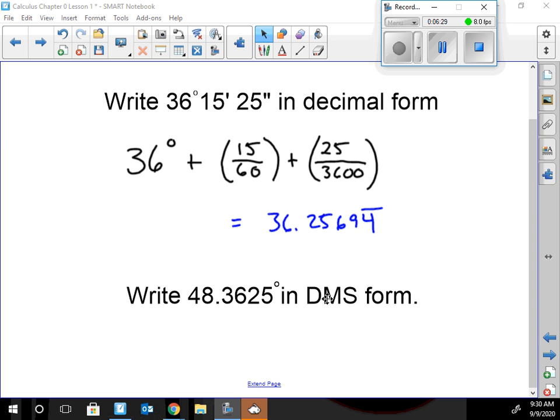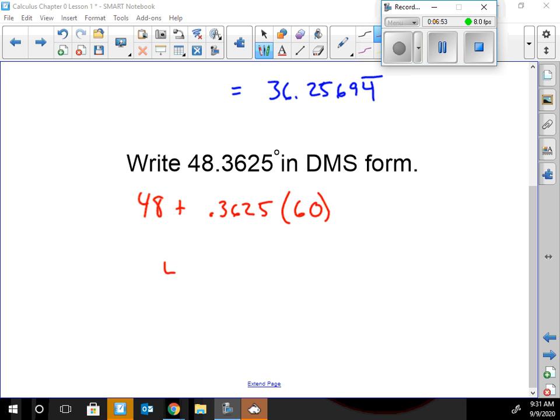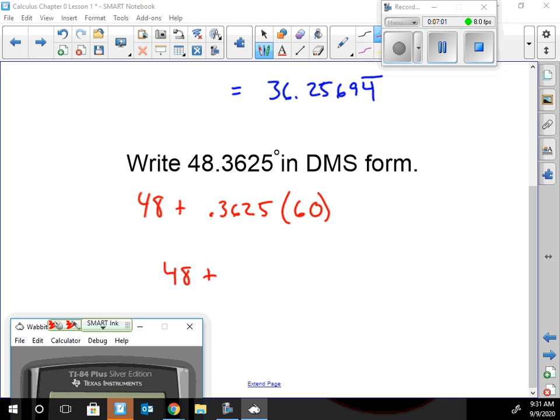So to convert this to DMS form, we leave the 48 degrees the same, like we have been. And then you take this 0.3625 and you multiply it by 60, because there's 60 minutes in a degree. I'm just going to move right down. And you'll see what that comes up with. Hold on while I grab my calculator here.